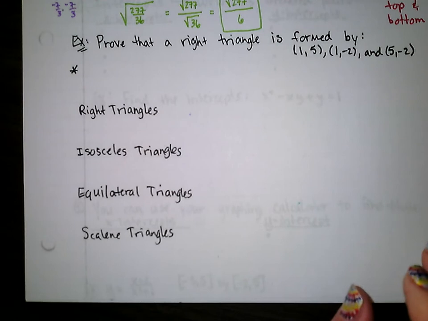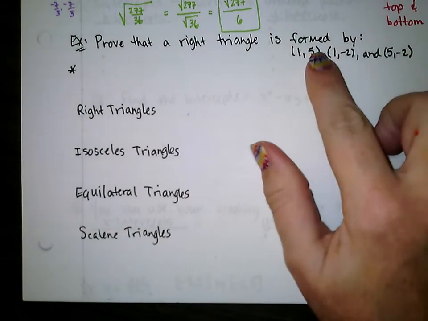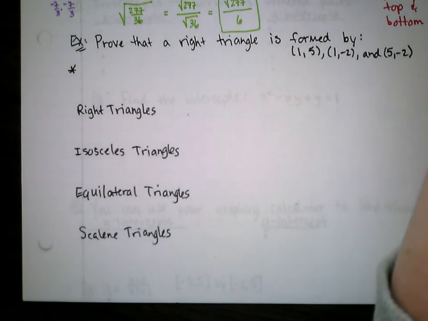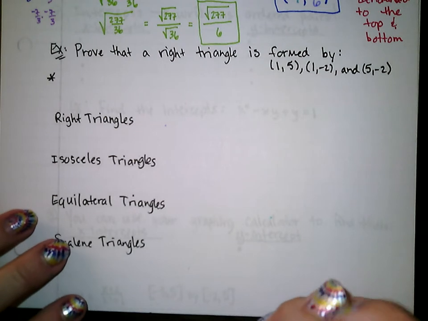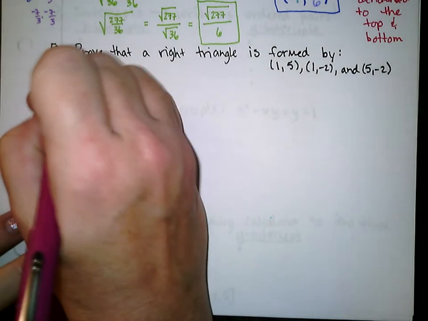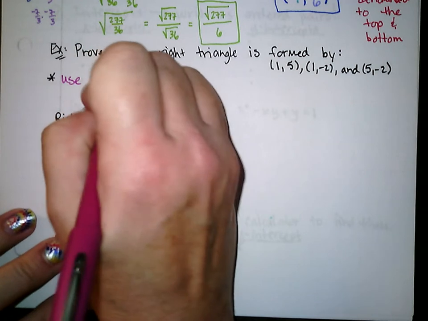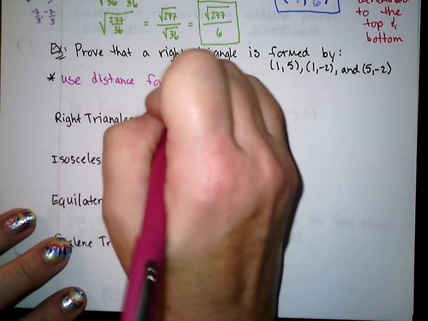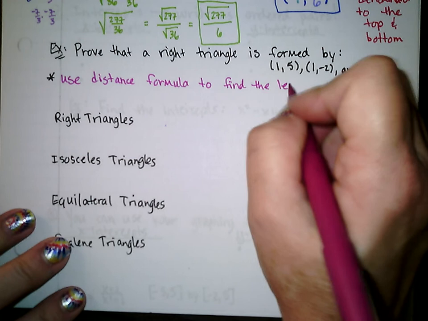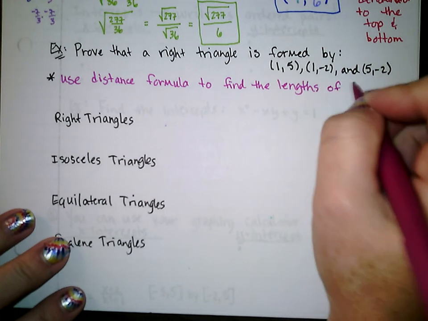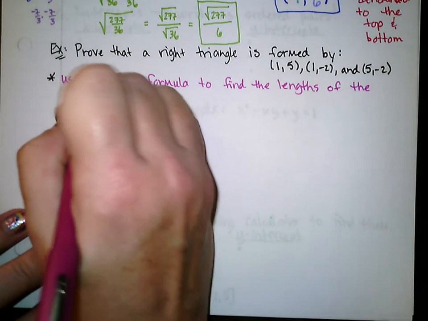Okay, what if they asked us to prove that a right triangle is formed by these 3 ordered pairs? Well, in order to be able to prove that, we're going to need to use the distance formula to find the lengths of those 3 sides. So we will use the distance formula to find the length of the 3 sides.